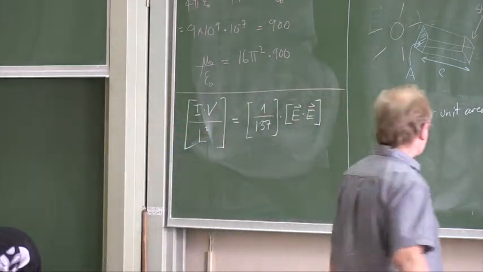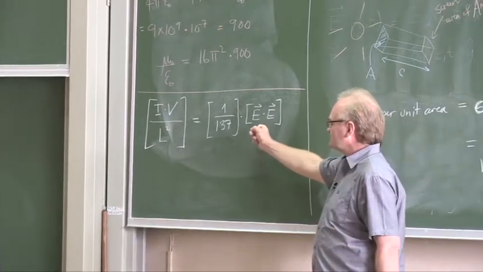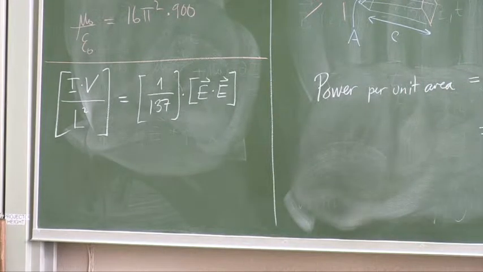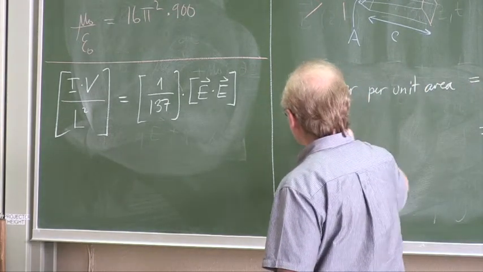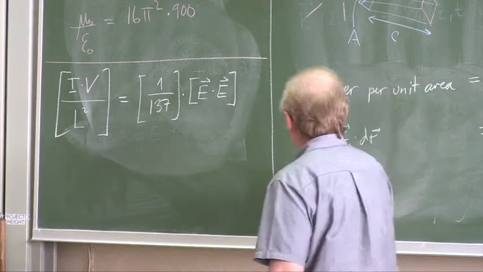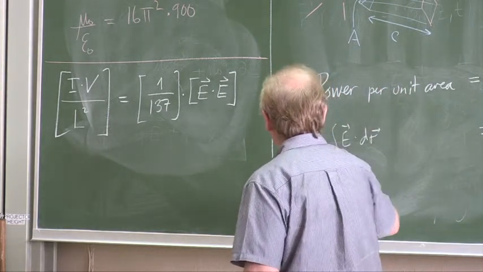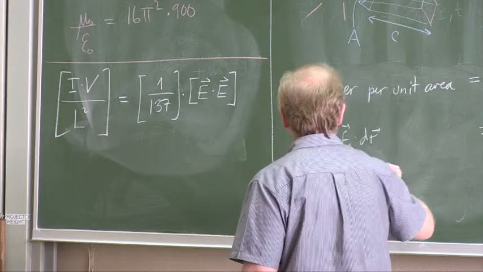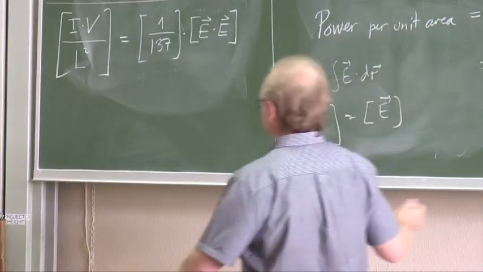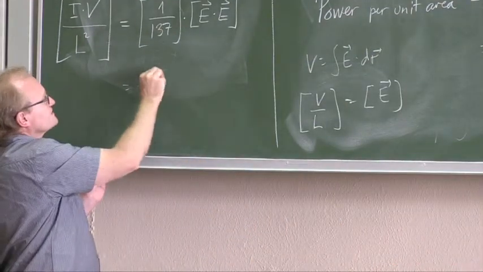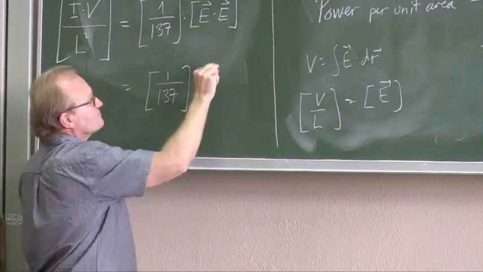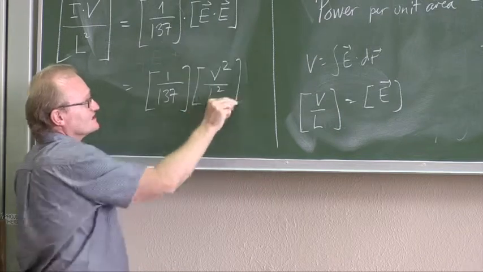What is the dimensions of the electric field in terms of the dimensions of voltage? So V is like an integral of E dot dr. So the dimensions of volt over L is equal to the dimensions of E. Does everyone agree? So this is 1 over 137 volt squared over length squared. Everyone agree?